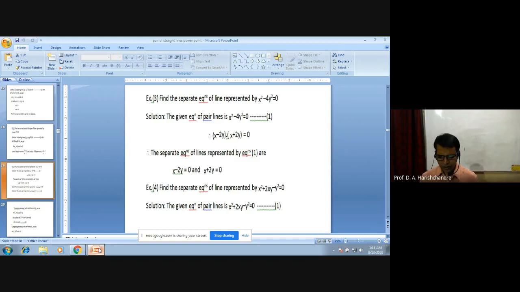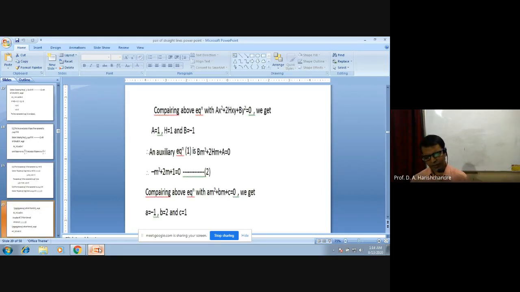Okay, this example is just like the one before. As compared to example 3, you will see that example 4 is of the same kind. But the strategy for working the solution of this example will be somewhat different. First of all, consider the given homogeneous second degree equation: x square plus 2xy minus y square is equal to 0.